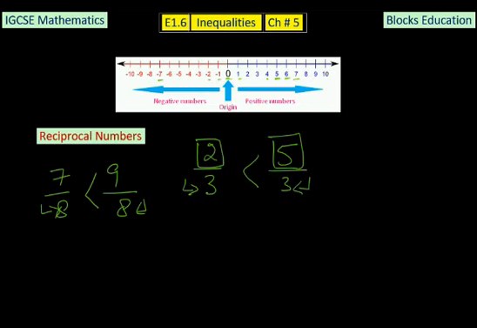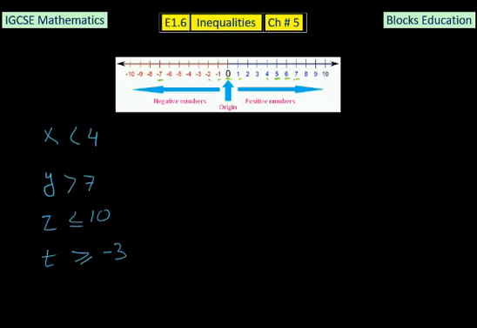Quickly look at another example. Let's suppose you have 5 over 7 and 6 over 7. See, the denominators are the same, so the decision lies on the numerator. So 6 is greater than 5, or 5 over 7 is less than 6 over 7.